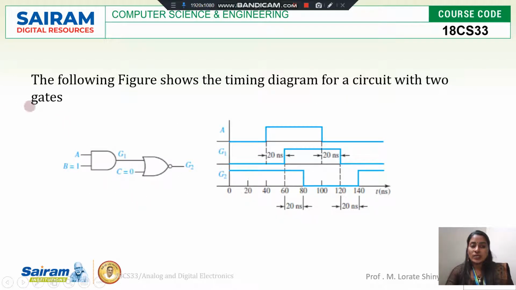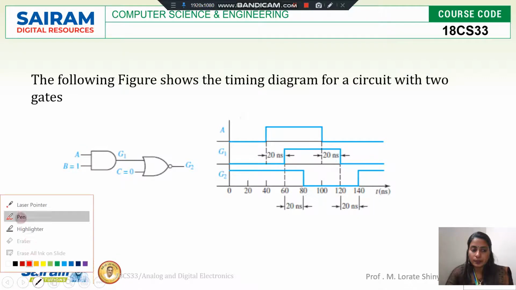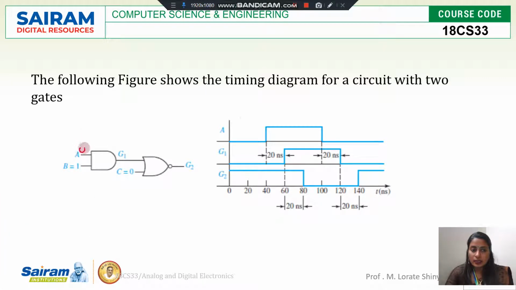One more example we can see. There are two gates, one AND gate and another one OR gate. AND gate inputs are A and B. OR gate inputs are G1 and C. We'll see the timing diagram. First one is A. A is taken as 0. So A is 0 means the AND gate output G1 is 0. G1 is equal to 0.